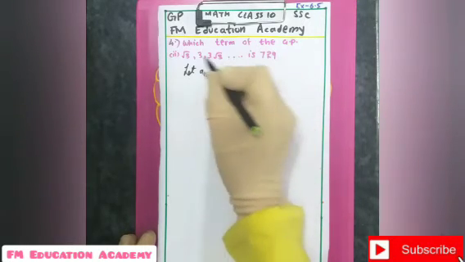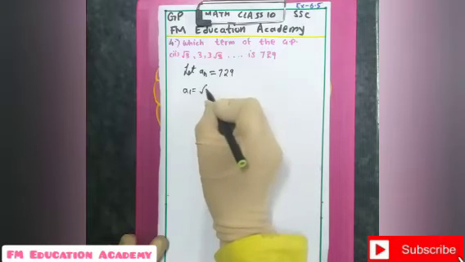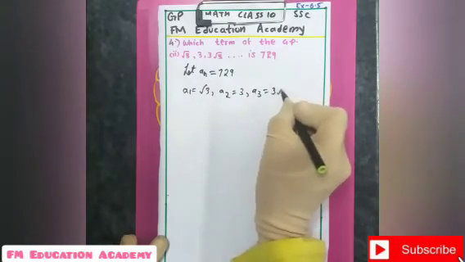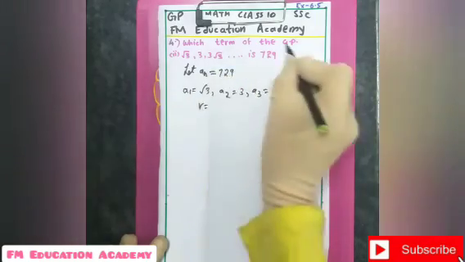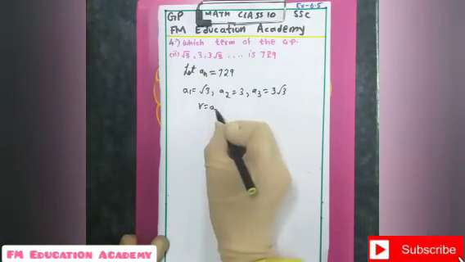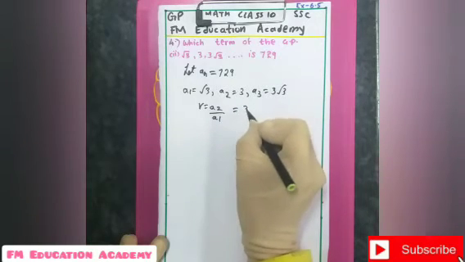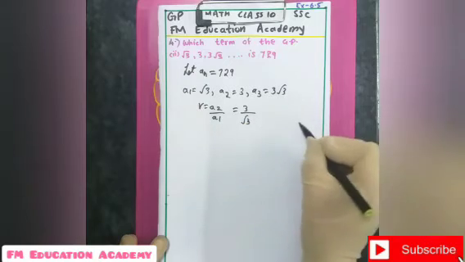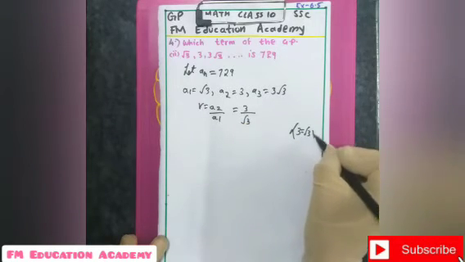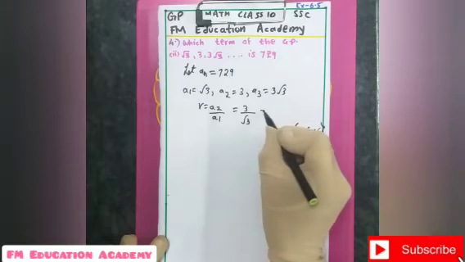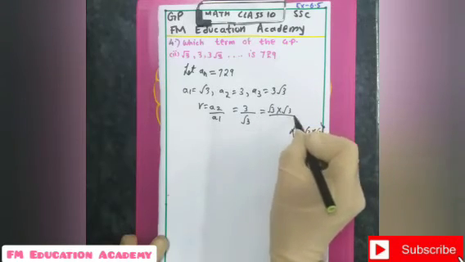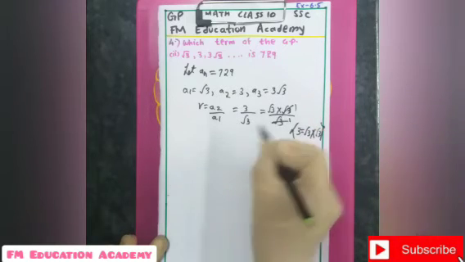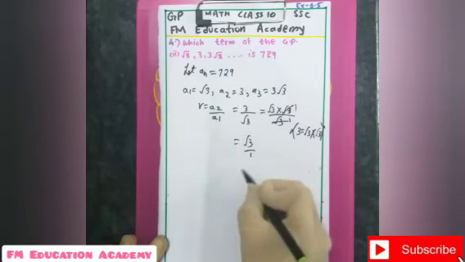A1 is root 3, A2 is 3, A3 is 3 root 3. So find out r. Already geometric progression is given to me. So one time I'll find out r. Second term by first term. Second term is 3, by first term is root 3. Since I have root 3 in denominator, I will expand this 3 as root 3 into root 3, because 3 can be written as root 3 into root 3. So 3 I will expand as root 3 into root 3 by root 3 which is already there here. So root 3 ones are root 3 by 1. Root 3 by 1 is root 3.